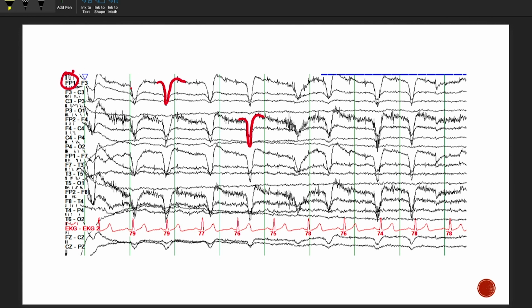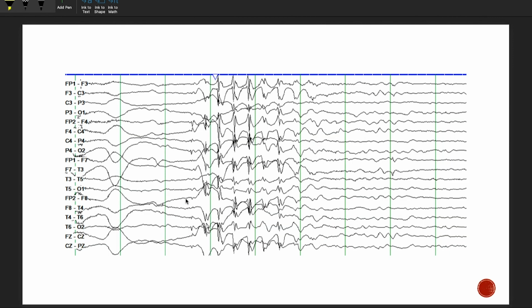So you see a downward deflection when you're comparing FP1 and F3, which means that there is a relative positivity at FP1. And same thing you see on FP2. So if you look at FP2 here, you see a downward deflection in relation to F8. And a downward deflection on the first channel denotes positivity in this contact. So let's move on. You can take a piece of paper and write down your impression.